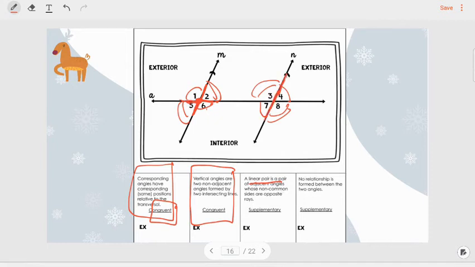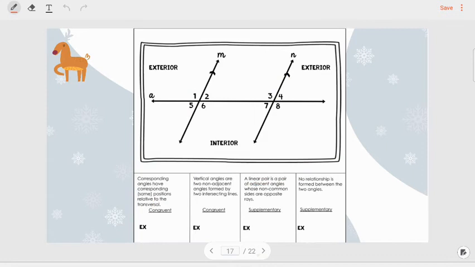There are two angles that share a line. So 4 and 8 would be a linear pair. And no relationship is that there's no relationship formed. And you can see that it says that it's supplementary, because remember, any pair of angles either are the same or they add up to 180.